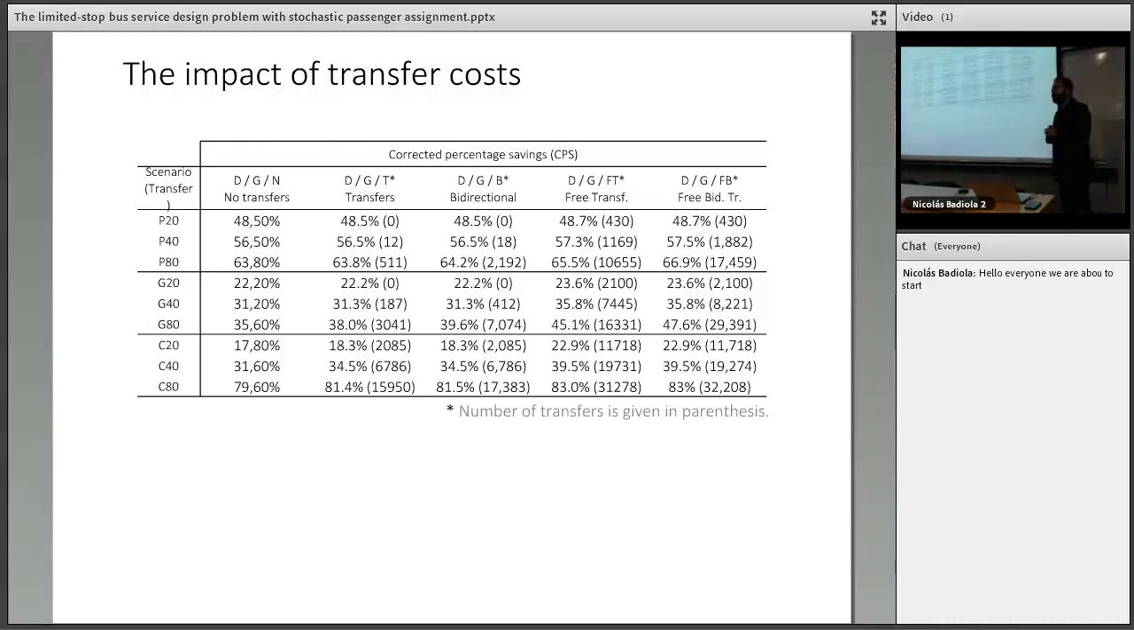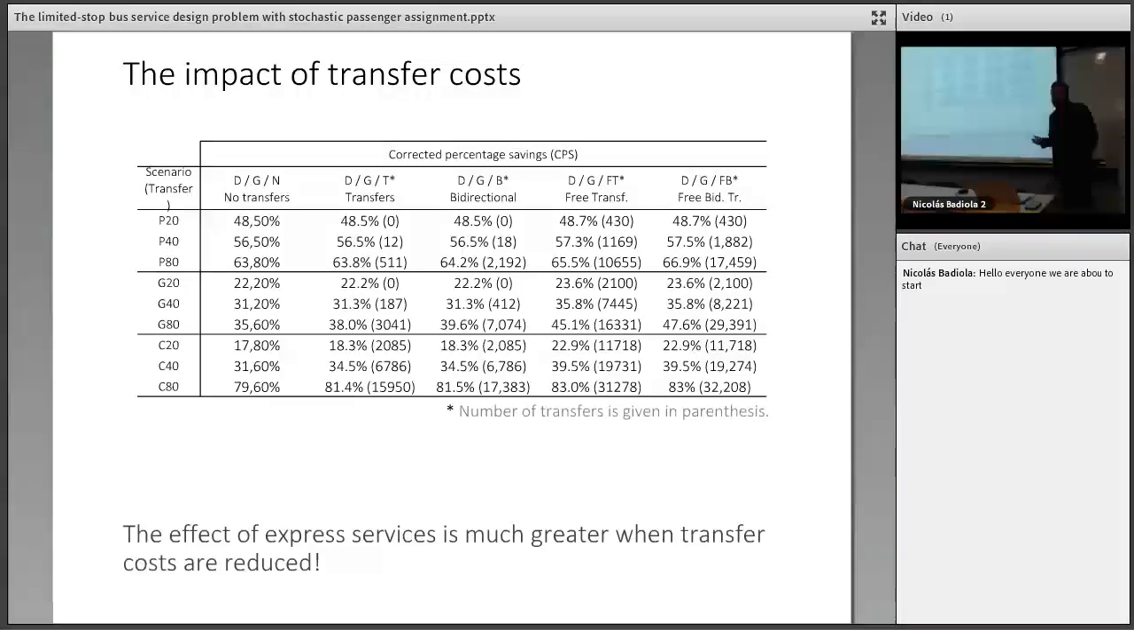And then, as a way to find a bound on the potential savings that we can achieve using express services, we said, what if transfers are free? And by free, we mean that you're not going to pay for it, of course, but also that you're not going to have to walk or suffer any kind of annoyance because of changing, switching, or making this transfer. But we still have to wait for the new service to come. We're not assuming perfect synchronization here. We're just assuming that you're not going to have to walk a lot or pay for an additional fee. And we can confirm that the effect of express services is much greater when transfer costs are reduced. So this trend that we observed before is confirmed, and we can see that if we make transfers smoother, then we can design better express services.